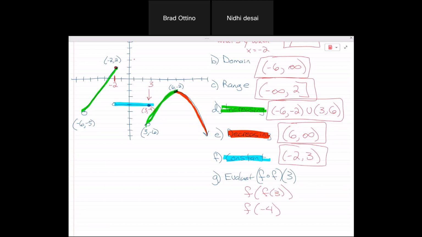And then the last part is, what is f of -4? Means what's the y value when x is -4? So -4 is over here. If you look at the graph, it looks like that point right there. So when x is -4, the y value looks like it's -2.